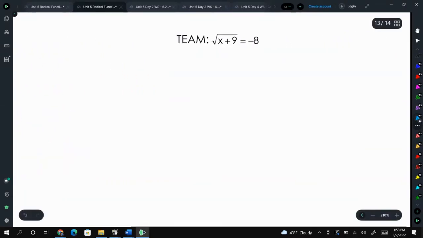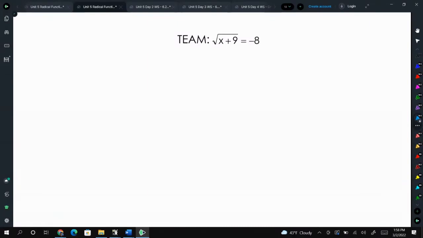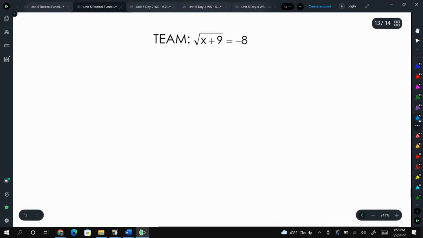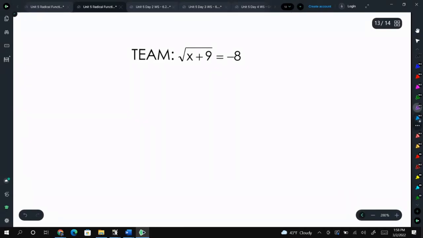This problem here, there are 2 ways you could do it. You could square both sides and then subtract 9 from both sides. Or what we can do is look at that and say, hey, this is the square root of something equals negative 8.